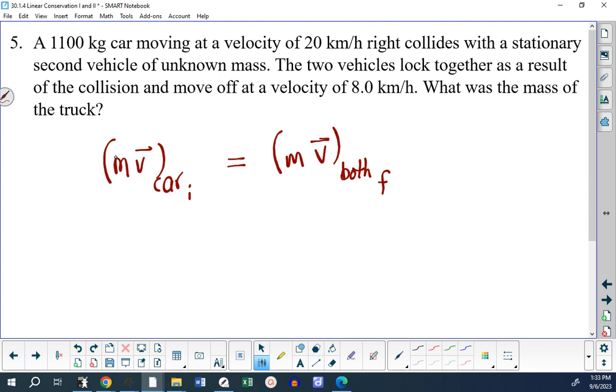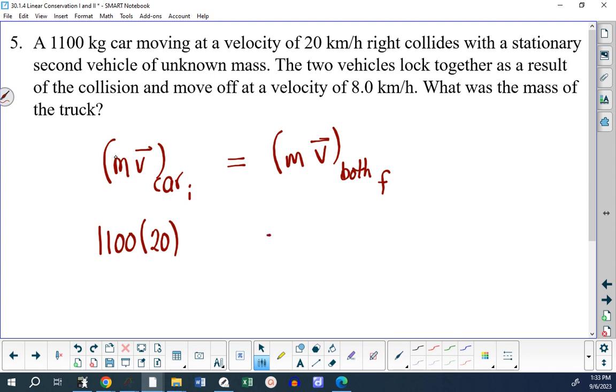So let's start putting in the numbers that we know. The mass of the car is 1,100, and it's moving at 20 kilometers per hour. Interesting note: I'm allowed to use 20 kilometers per hour. I don't have to go into meters per second because it's a linear equation. If they're all kilometers per hour in the equation, who cares? As long as we use the same units everywhere in these equations, it will work.